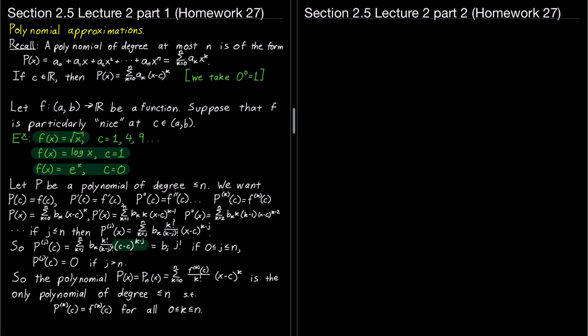And then the point of Taylor's theorem is to say, okay, this polynomial is supposed to be an approximation to f. How good of an approximation is it at points other than our special point c? And to answer that, here is Taylor's theorem. Here is theorem 2.5.6 in your book.